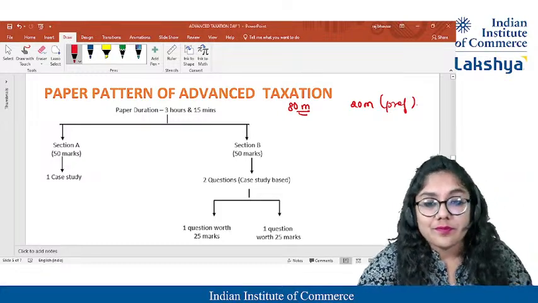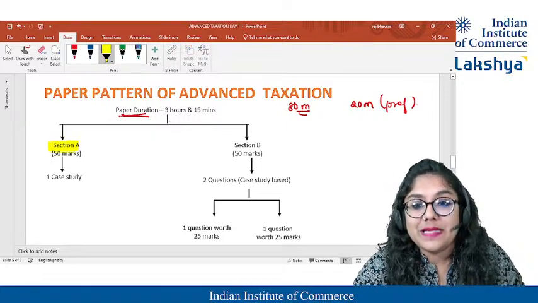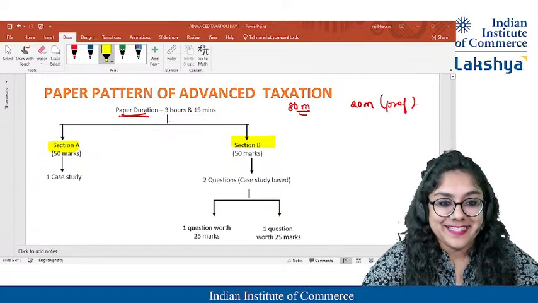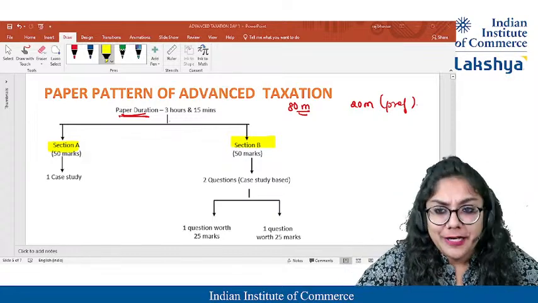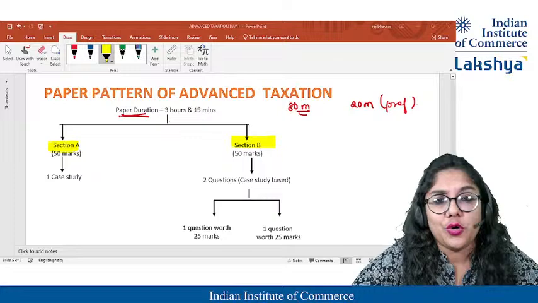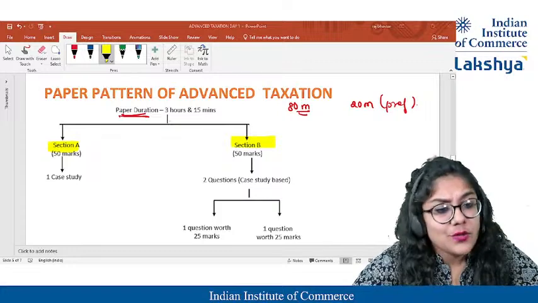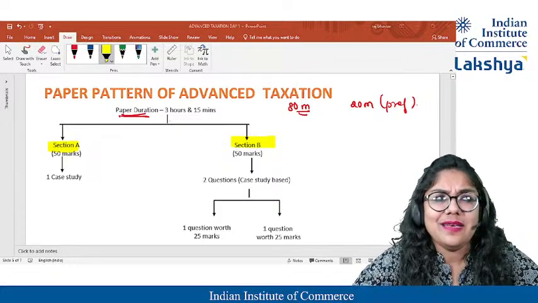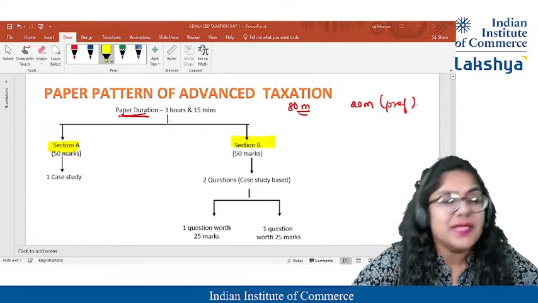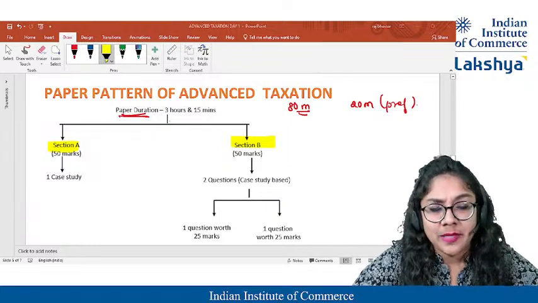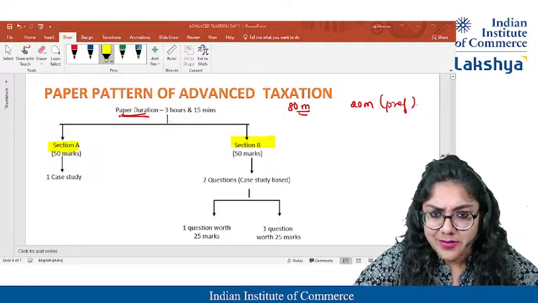Still, my paper pattern is divided into two parts, section A and section B. So in your examination, guys, we have two sections, and it is your call whichever section you want to start with. Are you interested in starting with section A? You can go ahead with section A. If you feel, no ma'am, I think section B is better for me, I am good to handle section B, go ahead with section B. But obviously, you will not have any more time than 3 hours and 15 minutes for sure.